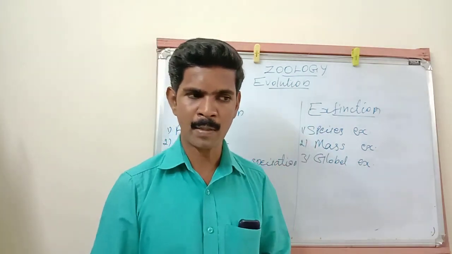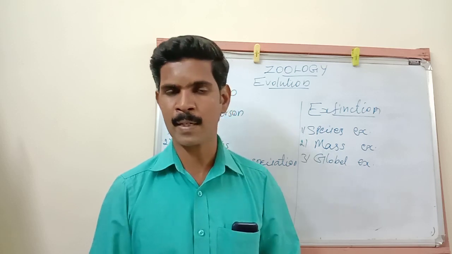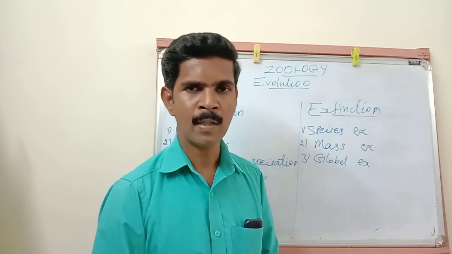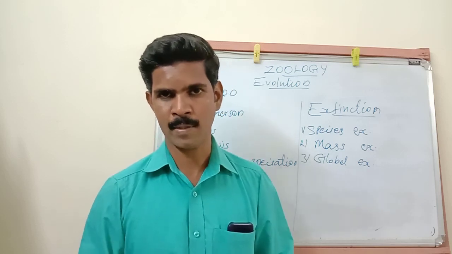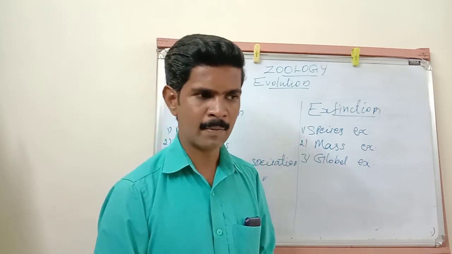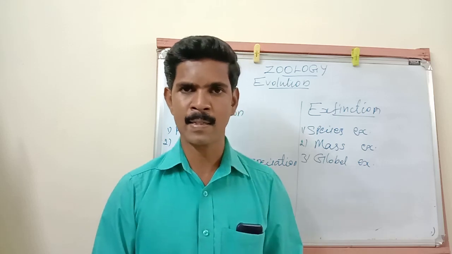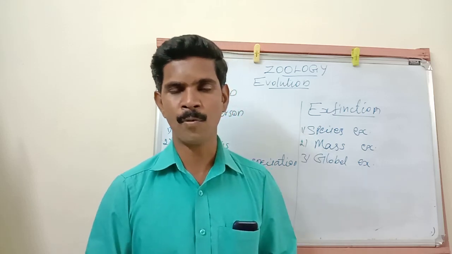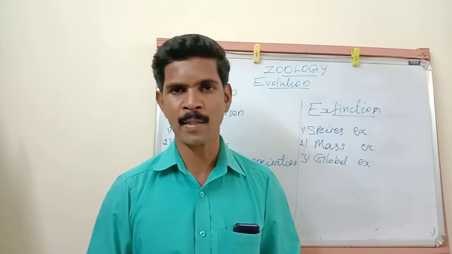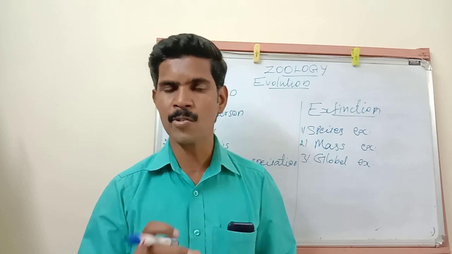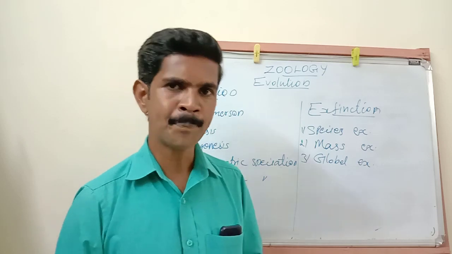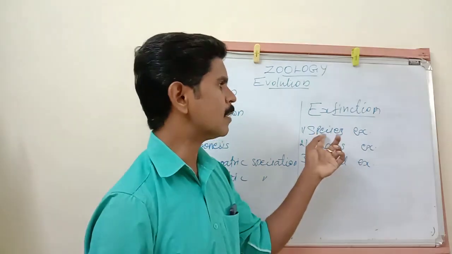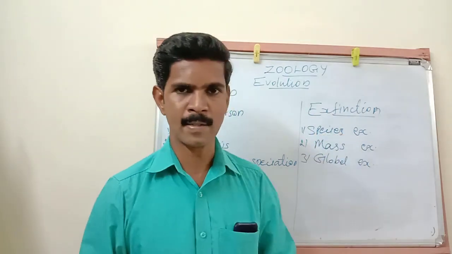Here, examples of environmental events are overflood, earthquake, and tsunami. Examples of biological events are diseases and the non-availability of food. Because of these two kinds of events, the entire species is eliminated or disappears from the earth. So this extinction is called species extinction.